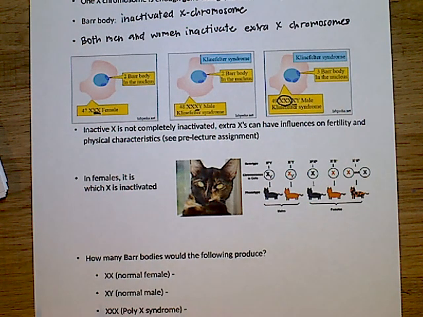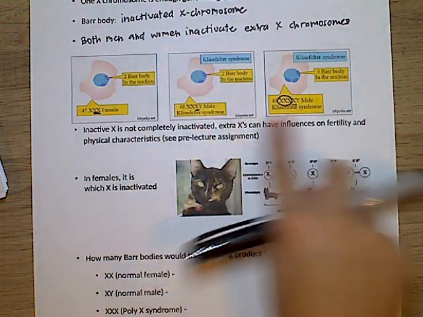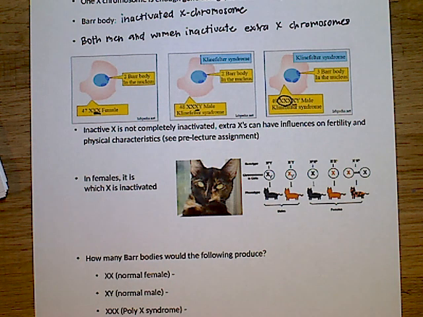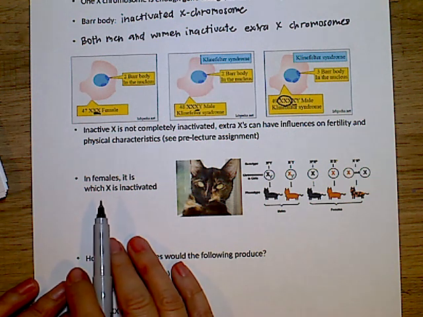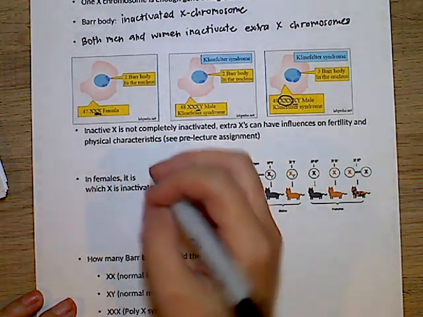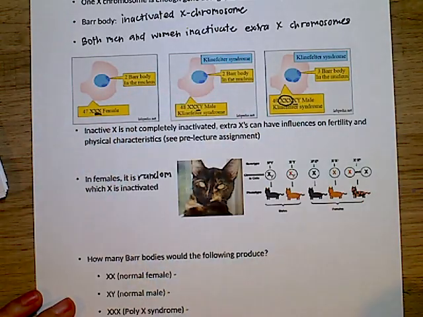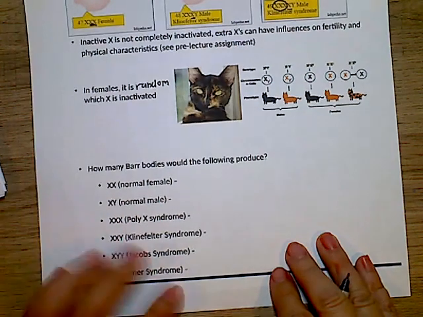So you might be thinking, well, if it inactivates them, then why is this an issue, and why do these result in syndromes? And it's because an inactive X is not completely inactivated. Extra X's can have influence on fertility and physical characteristics, which you learned about in the pre-lecture assignment. And so in females, it is random which X is activated.